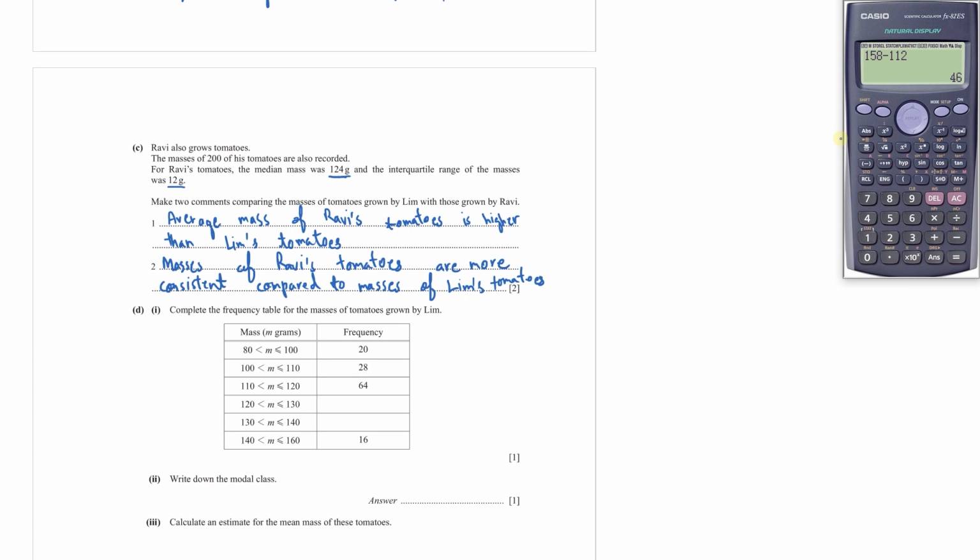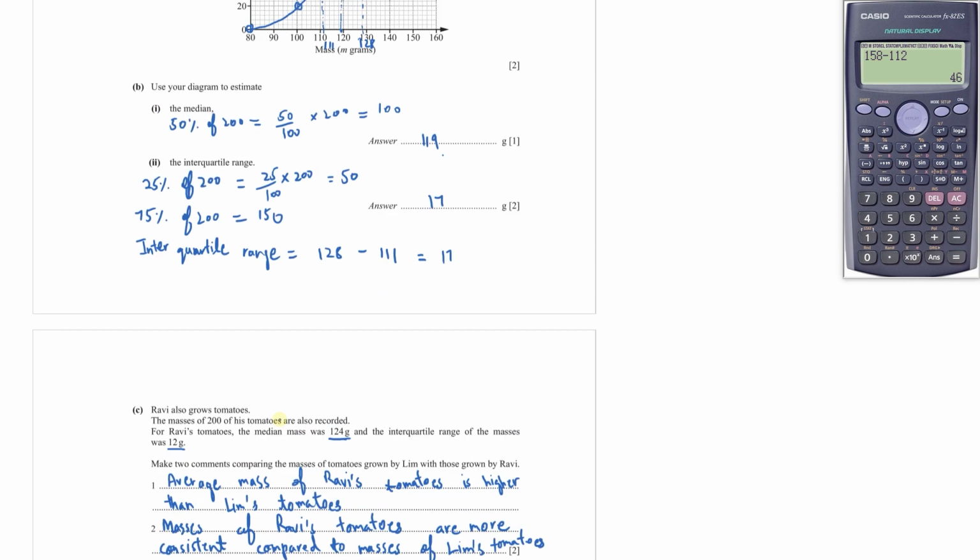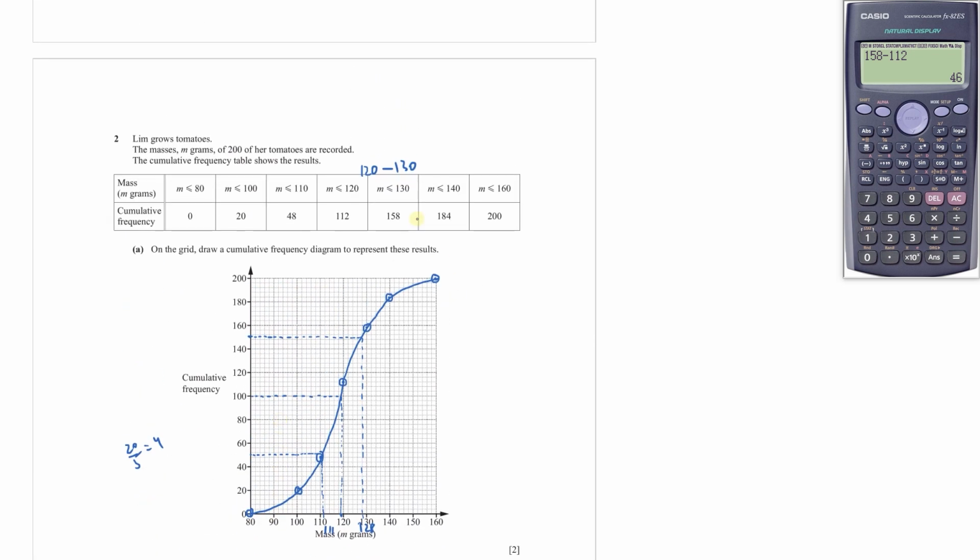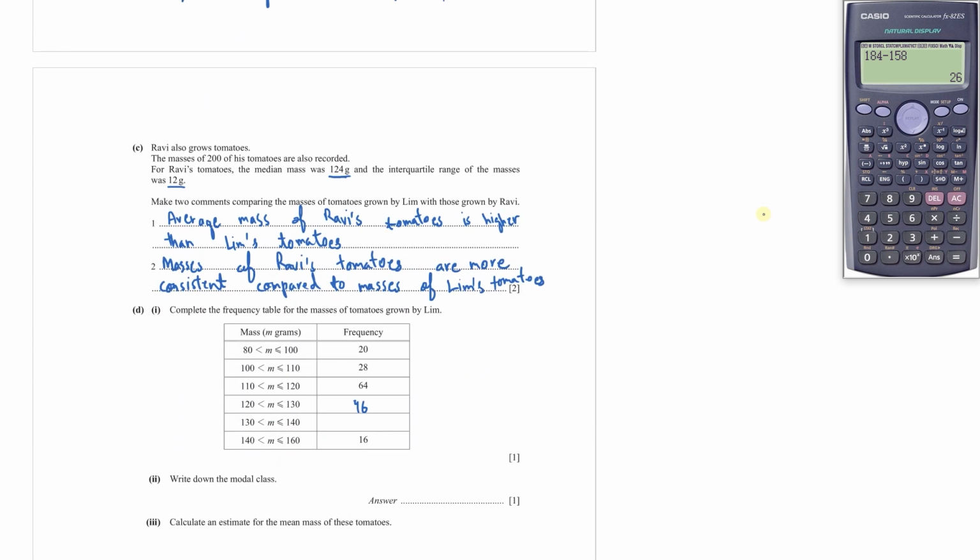So this will be 46. And then the next is 130 to 140. So 130 to 140 are these two values. So this will be 184 minus 158. This is 26. Write down the modal class. So the modal class will be the one which has the highest frequency. So here 64 is the highest frequency, which is this class: m greater than 110 but less than or equal to 120.